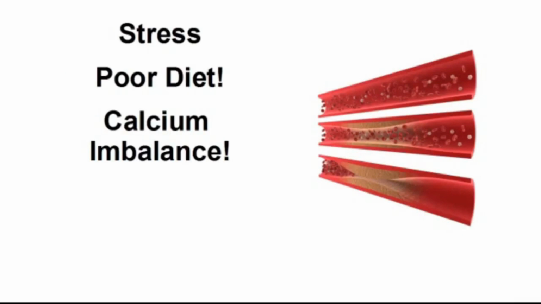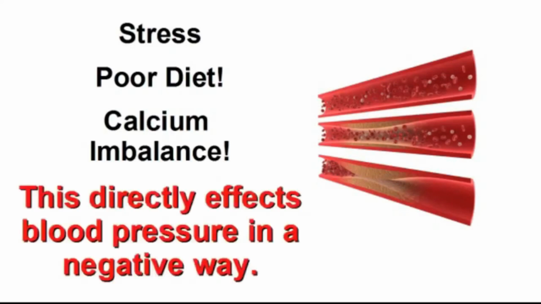Stress, because it creates tension in the muscle groups, which causes capillary beds to constrict. This increases the resistance to blood flow, causing your diastolic blood pressure to increase, which negatively affects your systolic blood pressure. A poor diet can limit the vital nutrients your endothelium needs to repair itself and properly create nitric oxide. A calcium imbalance can move calcium out of your bones and into your vascular system, leading to the calcification of endothelial cells and hardening of the arteries. This directly affects blood pressure in a negative way.